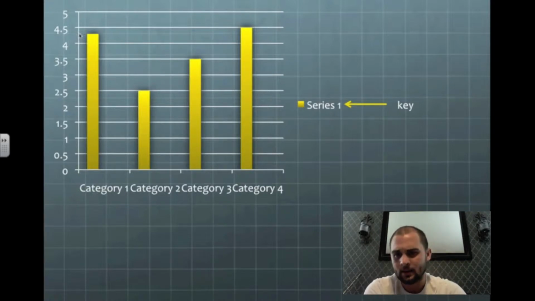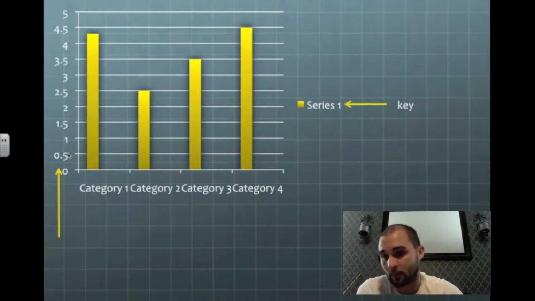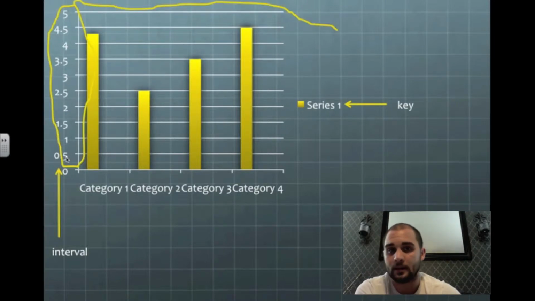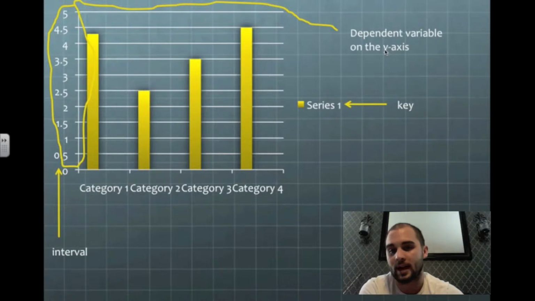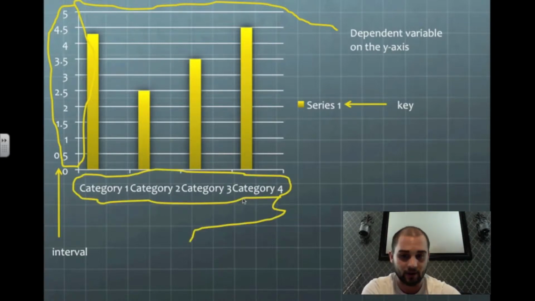Next thing are the numbers that run up on the y-axis, and they're intervals. And our interval for this one is 0.5 because each one of these goes up by 0.5. This whole piece right here, this is the dependent variable, and it's located on the y-axis. Right?